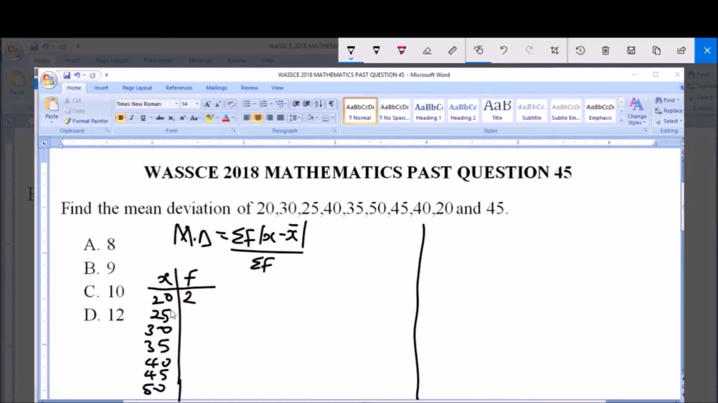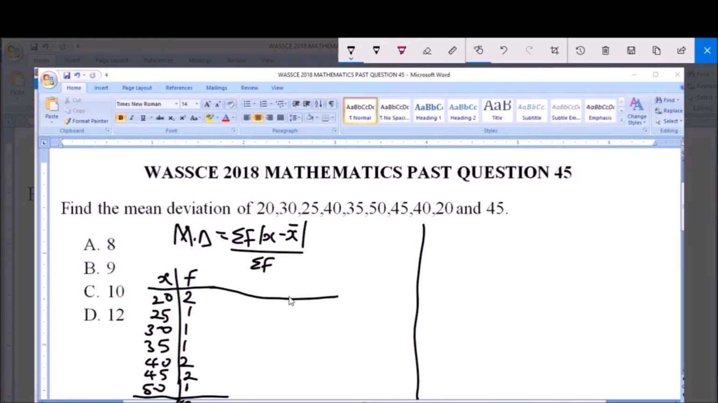25 appears once, 30 appears once, 35 appears once, 40 appears twice, 45 appears twice, and 50 appears once. So therefore we can say summation f is equal to 10.